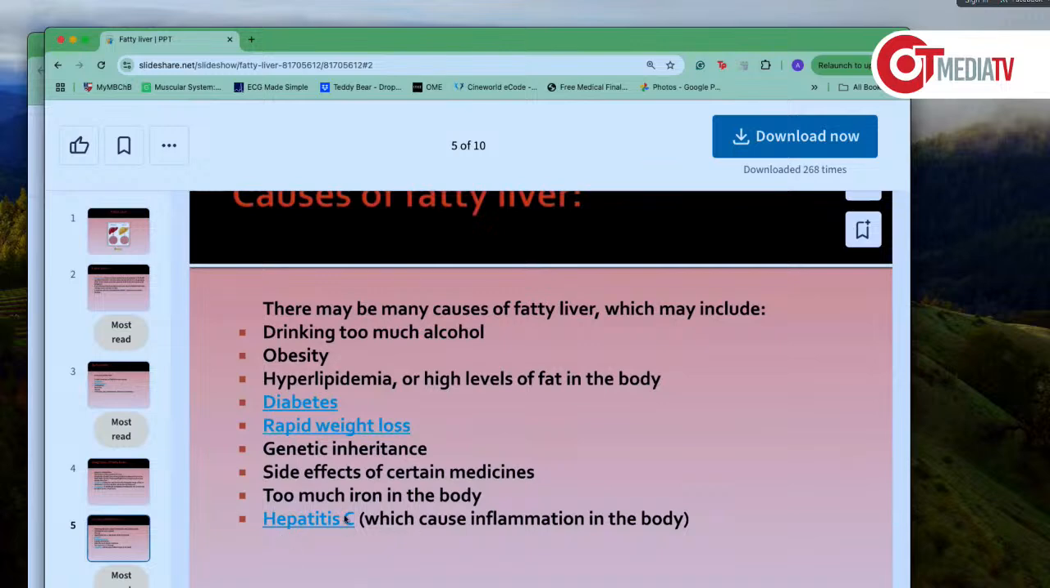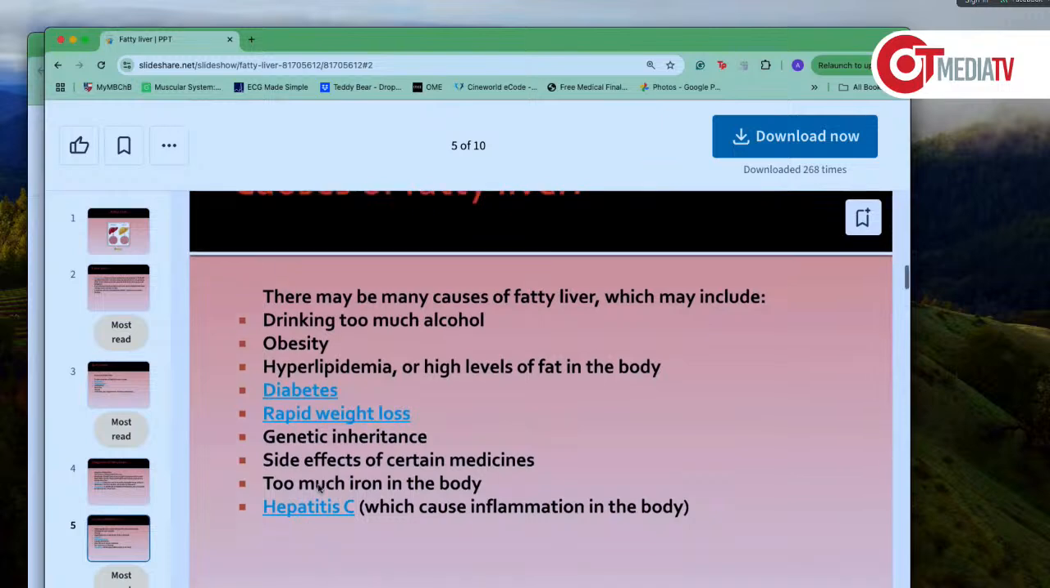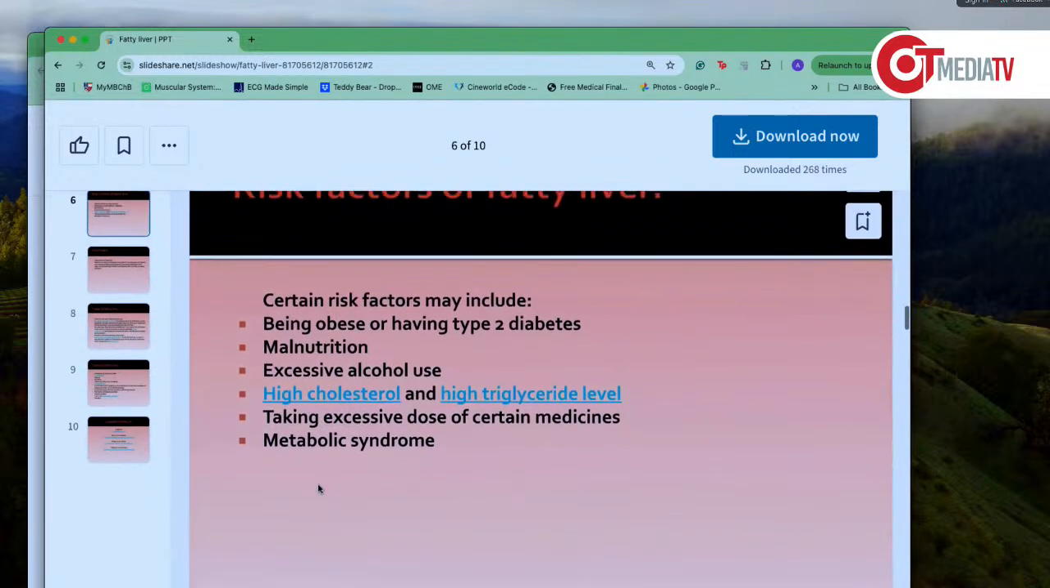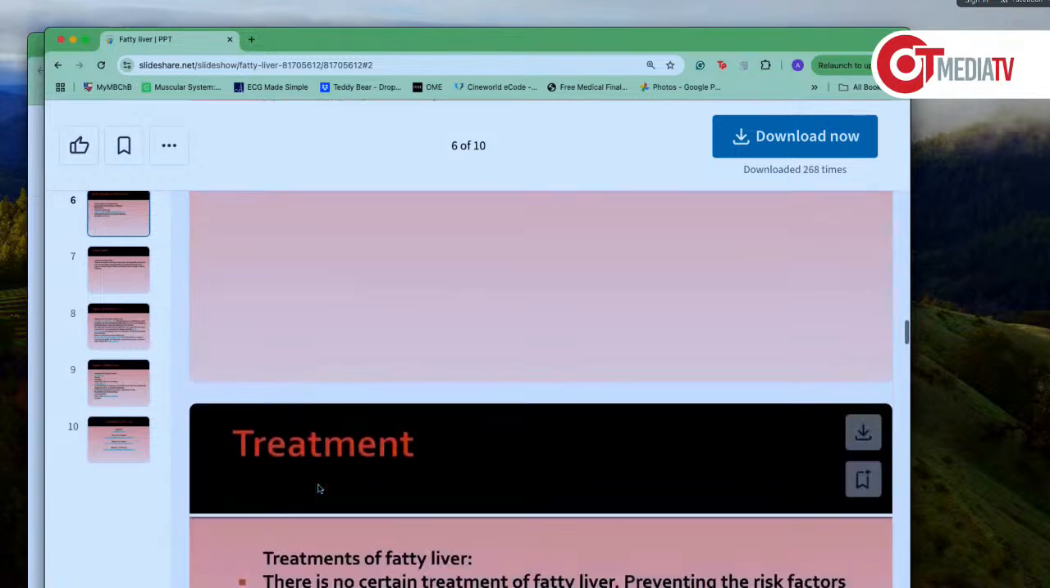Another thing that's important to know is hepatitis C. We've got 5 different types of hepatitis, and hepatitis C in itself can be a predisposition to fatty liver, but so can all the other hepatitis types, though I guess C is a bit more of a predisposition than the other hepatitis. We've already talked about excessive alcohol.